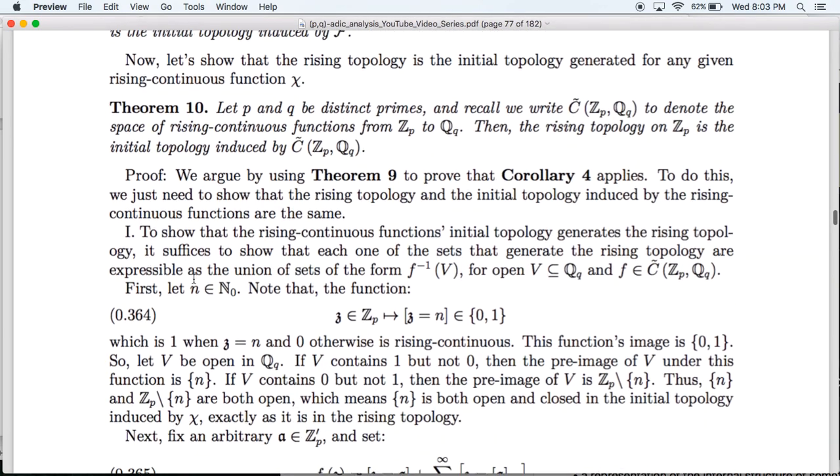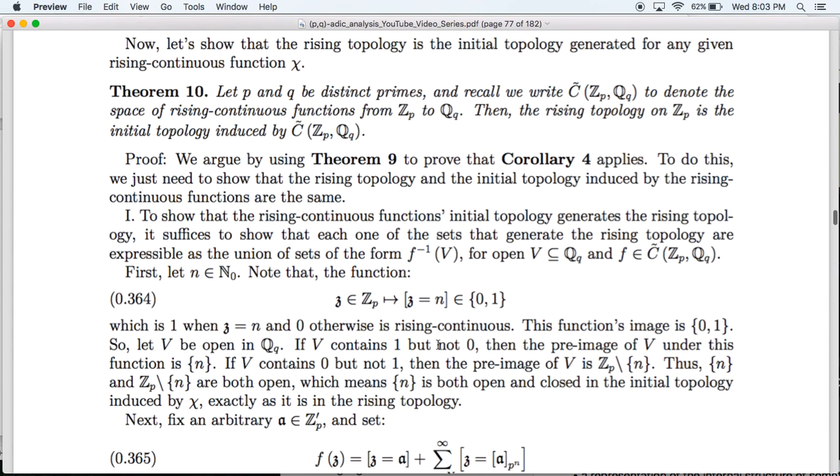First, let n be a non-negative integer. Now consider the following function. We go from Z_p to Q, and we output 0 if z is not equal to n, and 1 if z is equal to n. This is going to be rising continuous. I'll leave it to you to verify. It's straightforward using the definition.